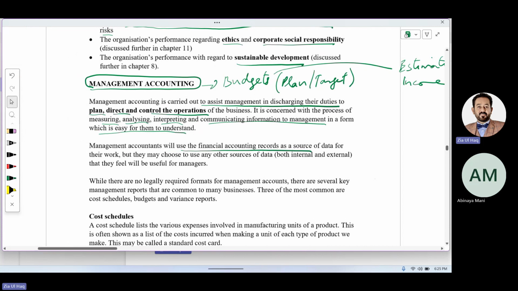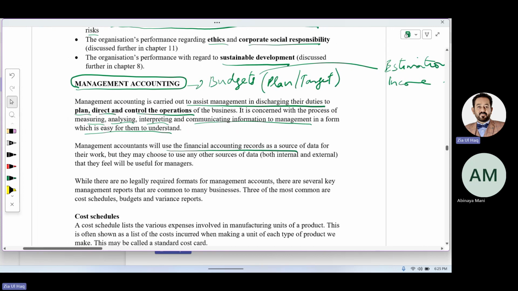Management accounts are prepared based on past data, meaning the financial accounting data is used to prepare future budgets. While there is no legally required format for management accounts, three of the most common are cost schedule, budget, and variance report. These are the three main components of management accounts.